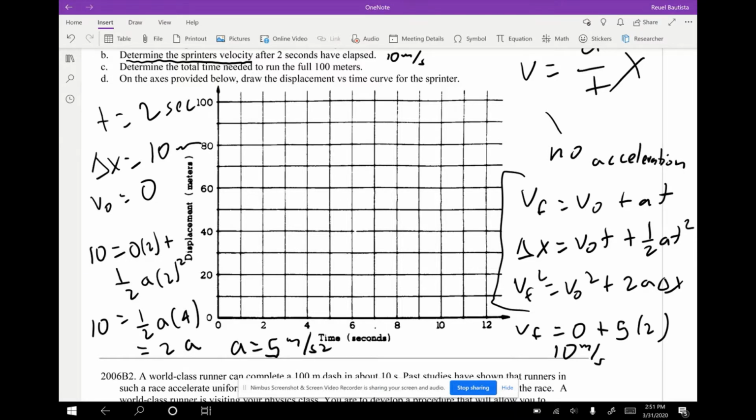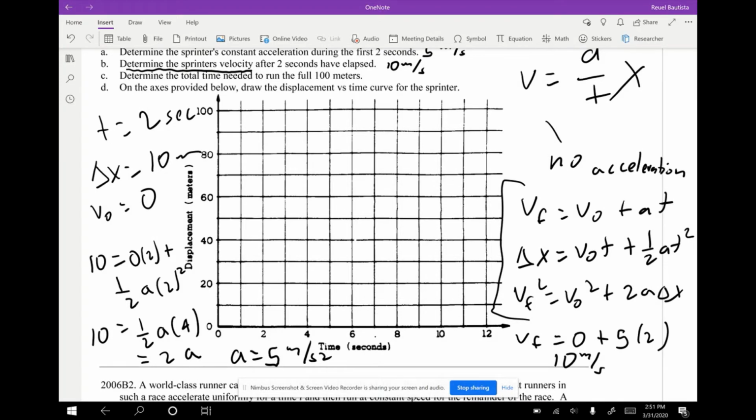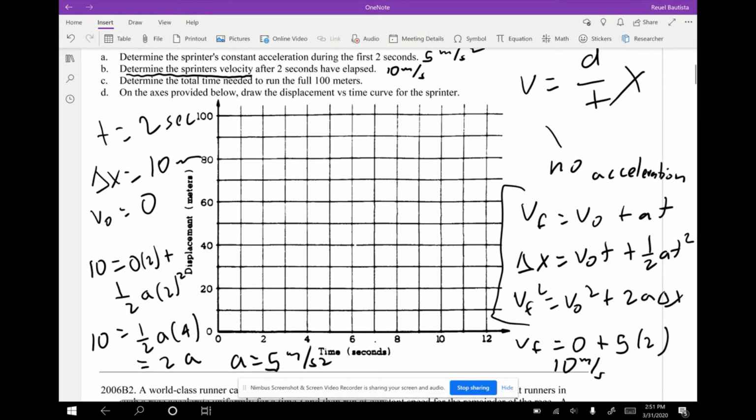So part C is saying, determine the total time needed to run the full 100 meters. Right, so we know the time it took to run the first 10 meters: the first 10 meters of the race took 2 seconds, right? So we're going to look for the rest of the time, the 90 meters. How long did that take?